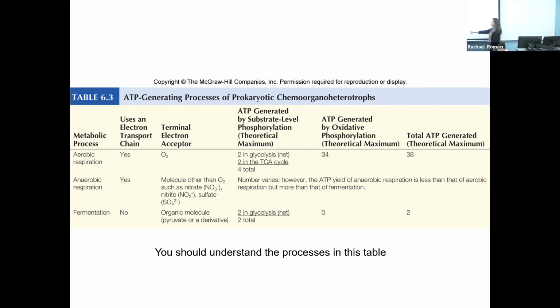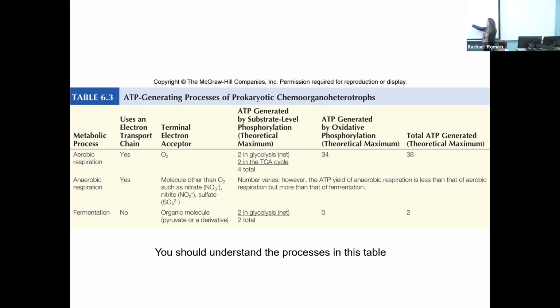Do you see how over here it says uses an electron transport chain? Electron transport chain means it's completing oxidative phosphorylation. So this column and this column over here are going together.